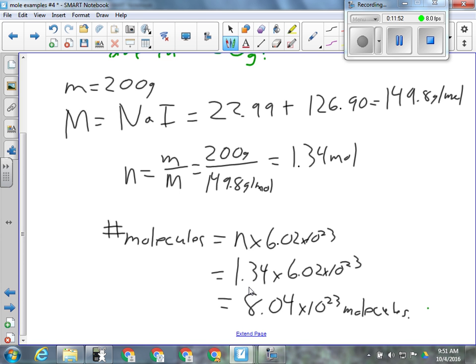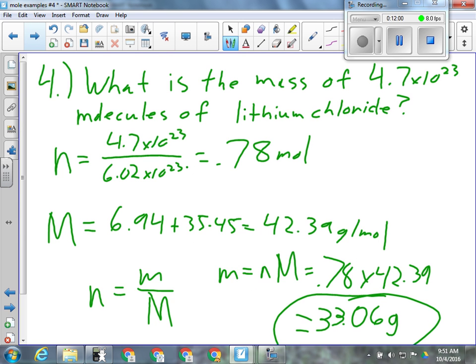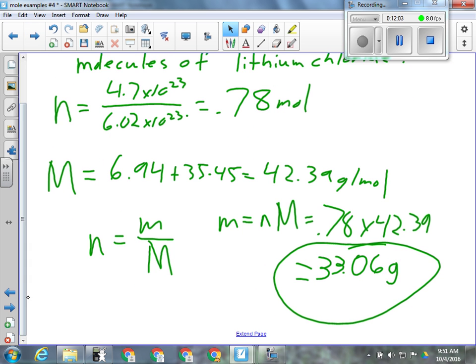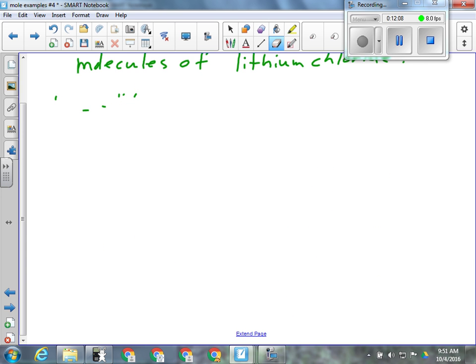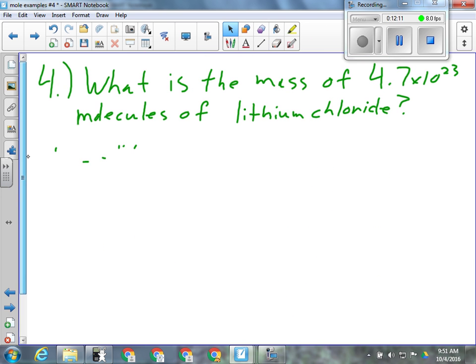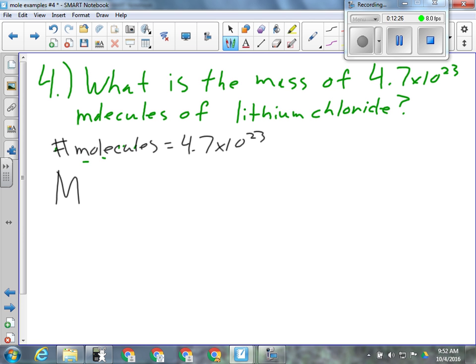Questions on that one? Does anyone still need that up there? All right, and for our last one here. What is the mass of 4.7 times 10 to the 23 molecules of lithium chloride? In this case, they gave me the number of molecules, 4.7 times 10 to the 23. They tell me it's lithium chloride. That's LiCl. They're 1 and 1.